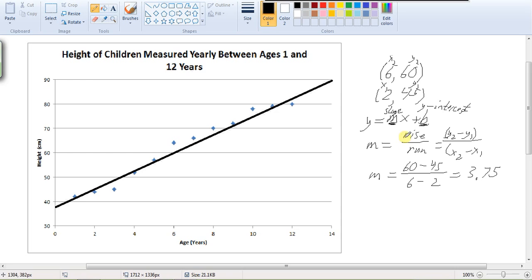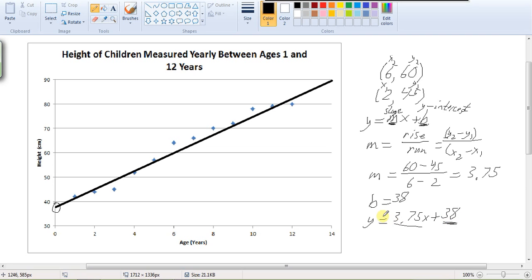So we have m, and now we just need the y-intercept, and the y-intercept is really easy when we do our trend line, and that's why you extend your trend line all the way to the y-axis, because I can just look right here where the line is intercepting the y-axis, and that's my y-intercept. So it looks to be about, let's call it 38. So b equals 38. Now I have my equation. y equals my slope, 3.75x plus 38.